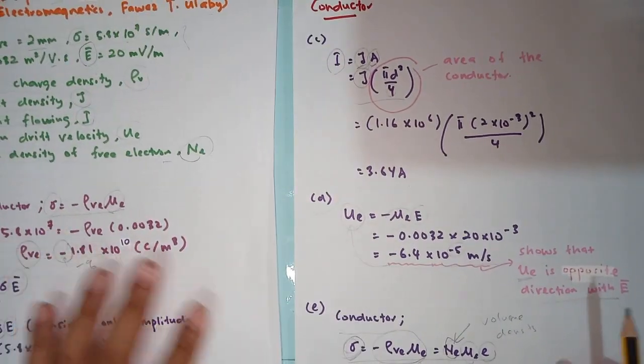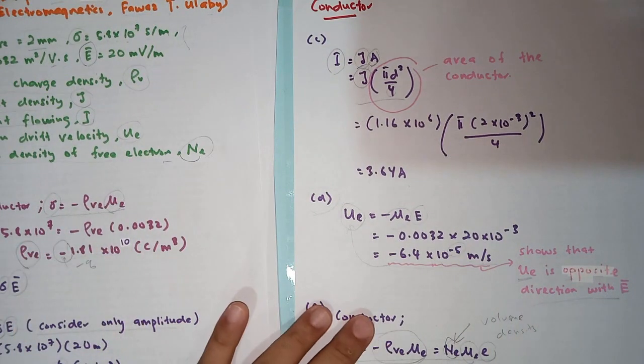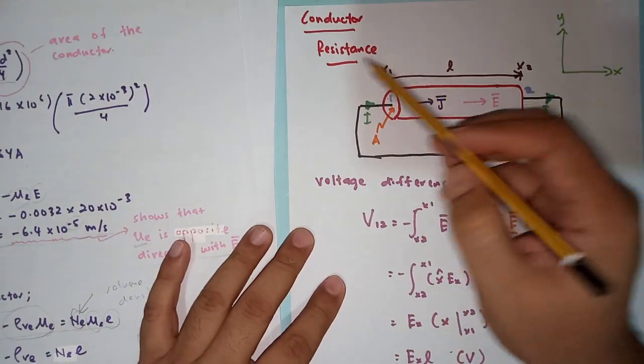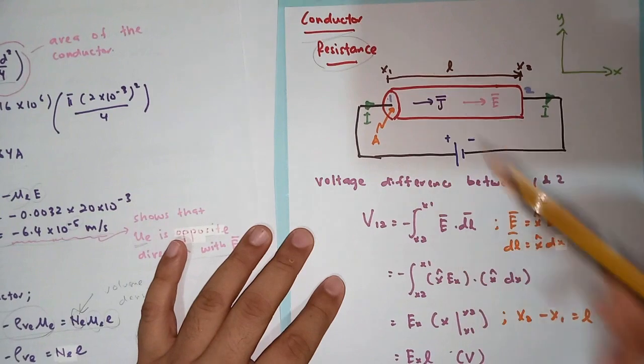Alright, so that's all for the conductor. Now let's look at the second subtopic governed by this topic. We need to find the expression that represents resistance in the conductor.